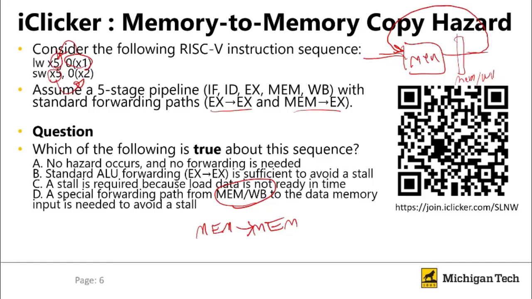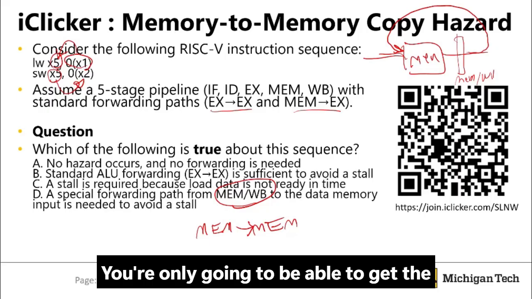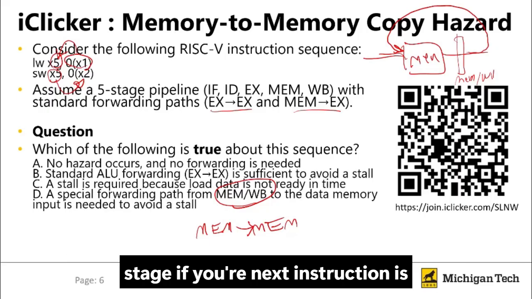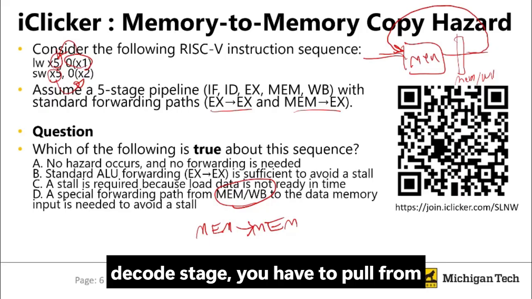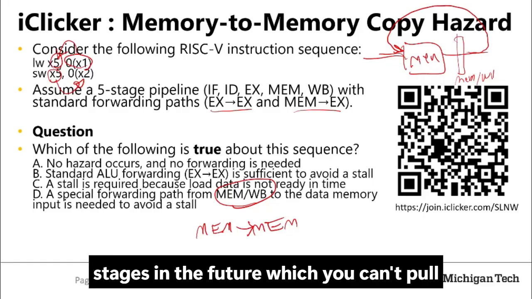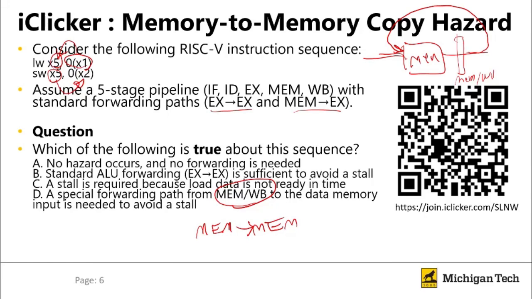Well, exactly because of that, because then you have to go back in time to forward that. And for the load, right? You're only going to be able to get the data from memory at the end, in the memory stage. If your next instruction is directly under it in the pipeline, when you're reading from the register in the decode stage, you have to pull from memory, which is going to happen like 3 stages in the future, which you can't pull back from. Let me draw it. I'm going to draw it. Okay, your question?